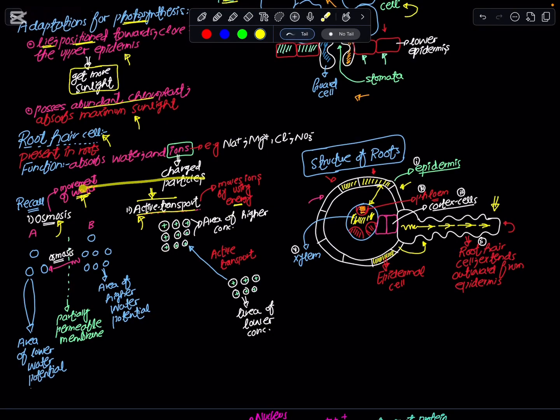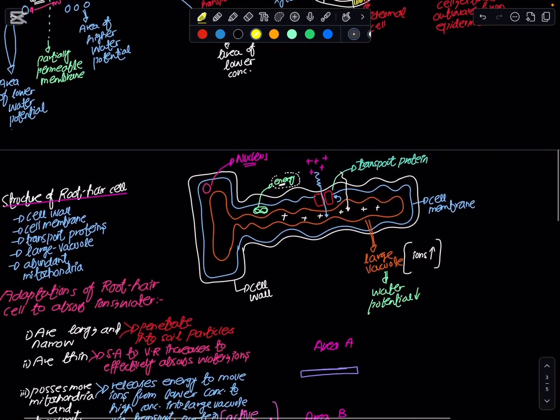Now, why are these two terms important? Because the root hair cells, as I have said earlier, have to absorb the water and they have to absorb the ions like sodium, magnesium, chloride, and nitrate ions. So these two phenomena, osmosis and active transport, should be in our mind.